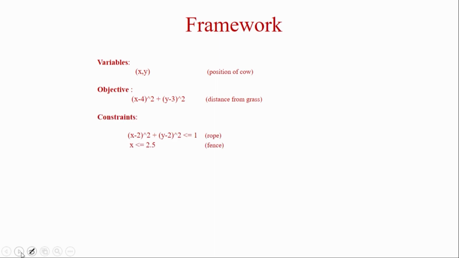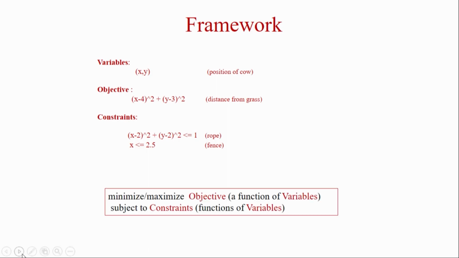There's a rope constraint and there's a fence constraint, right? So the general framework of optimization problems is to maximize or minimize some objective, which is just a function of the variables that you're trying to solve for, subject to some constraints, which are also functions of your variables, right? So this is the general framework, and now we'll try to see how we can solve this problem.